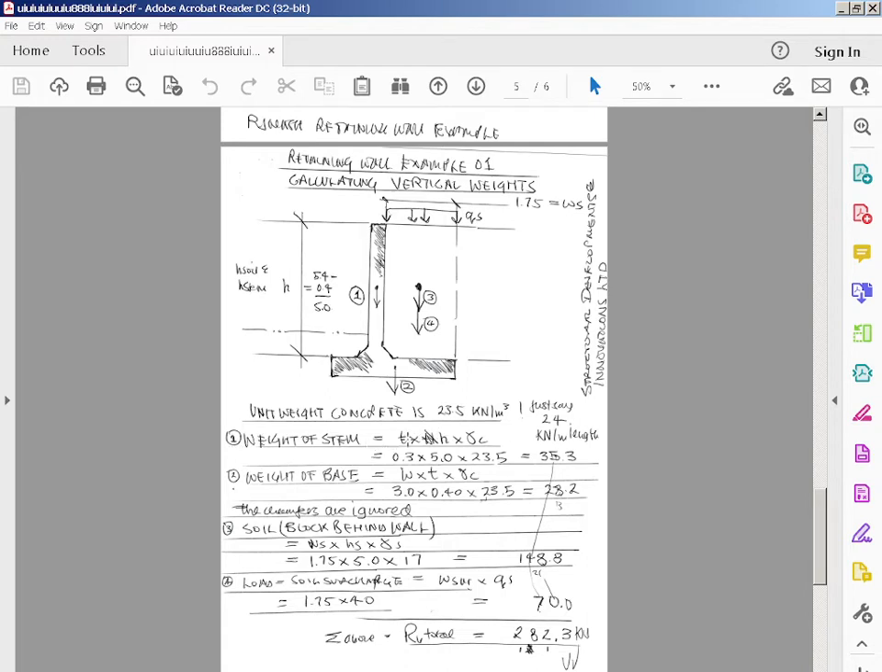So 1 is the weight of the stem. That is thickness times height times density of concrete, equals 0.3 times 5 times 23.5 equals 35.3 kilonewtons per meter length. 2 on the diagram, weight of base equals W times T times the unit weight of concrete, equals 3 times 0.4 times 23.5 equals 28.2. The chamfers are ignored. He hasn't included those little chamfers in there. They're 45 degrees, I'm not sure.